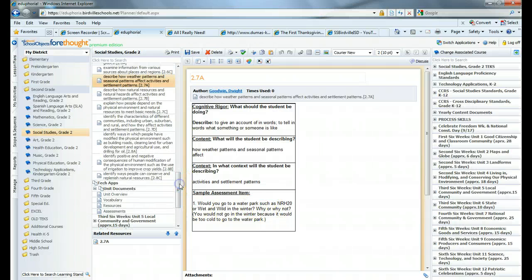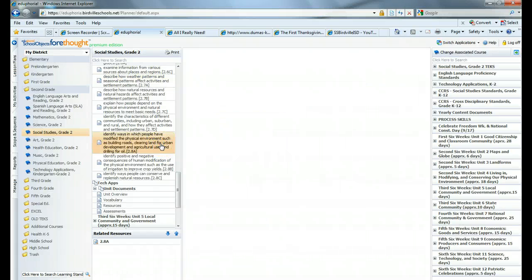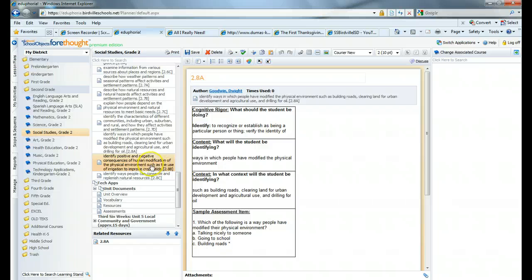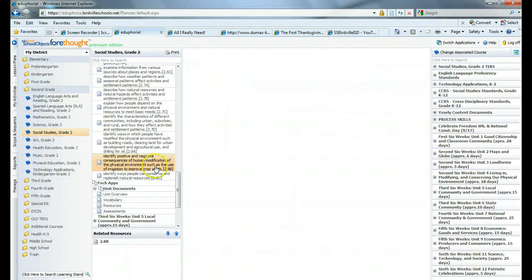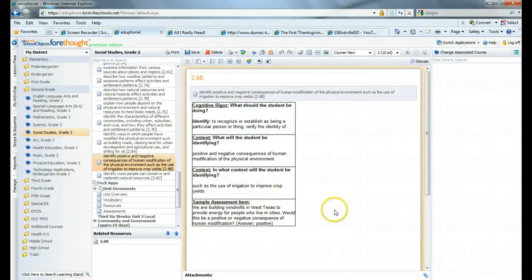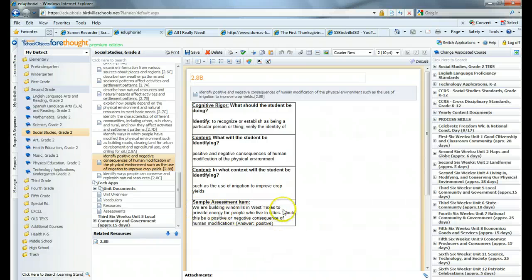Now, when you're talking about physical ways that people have modified the environment, here I have something for identify the positive and negative consequences of human modification. I put on here, we're building windmills in West Texas to provide energy for people who live in cities. Would this be positive or negative? You can talk about the things that are actually going on in our current environment.